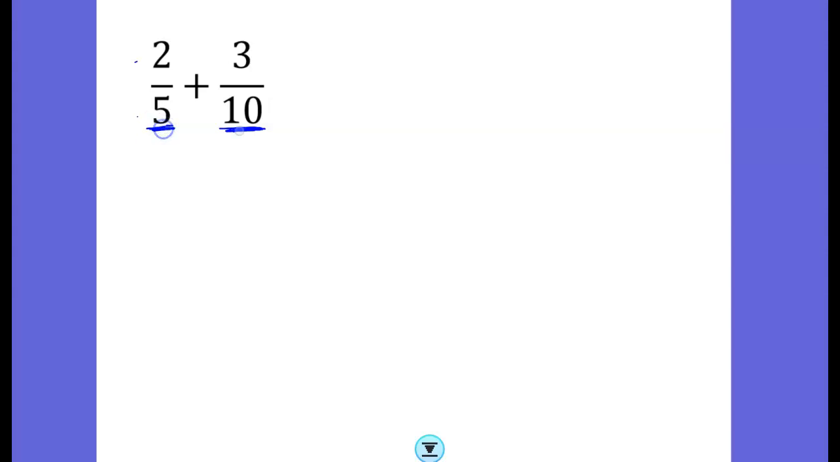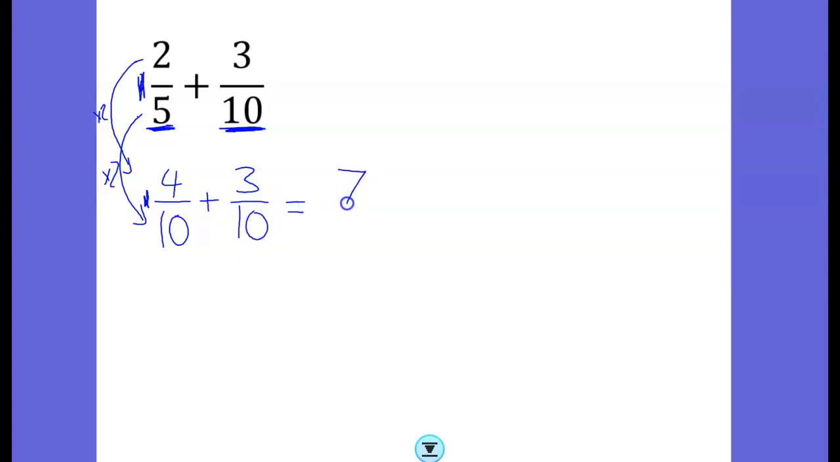Well, I know that 5 is a factor of 10, so if I multiply this by 2 and make 10 on the bottom, 2/5 is the same as, if I times by 2 on the top as well, I get 4/10. Now 2/5 is equivalent to 4/10. So I haven't changed that fraction, I've just written it with a different denominator. Now if I do that plus 3/10, my job is nice and easy. I add the tops and I get 7/10.